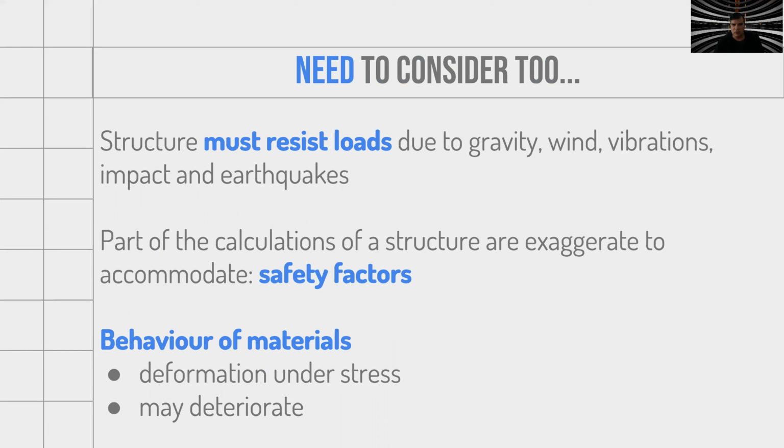Well, we need to consider also that structures must receive loads such as gravity, wind, vibrations, impact, and earthquakes. And sometimes it's not enough that the calculations work to support all the loads. We need to exaggerate the calculations a little bit because there are safety factors. We need to make sure that the building supports the load and any other exaggeration or accident that can happen. And that's what is called a safety factor. Also, we need to consider the behavior of the material. Material will deform under stress and may deteriorate.